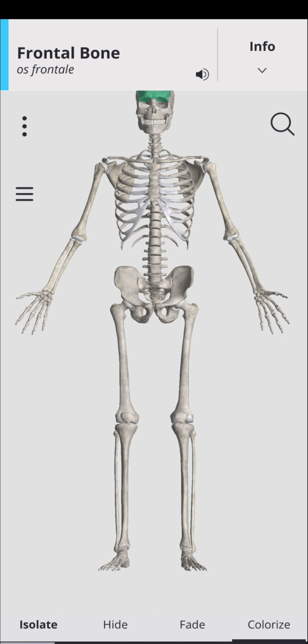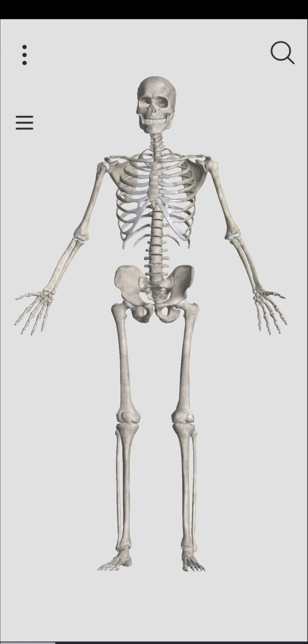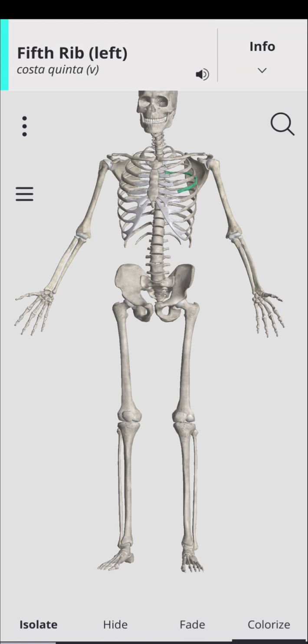Frontal bone. Fifth rib. Sixth rib. Humerus. Radius.